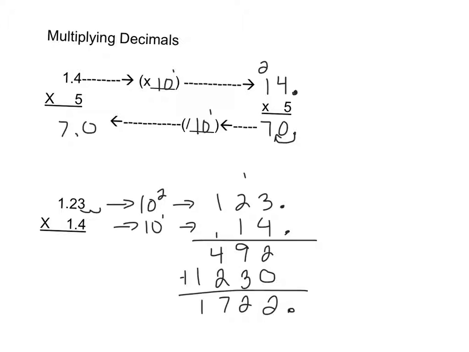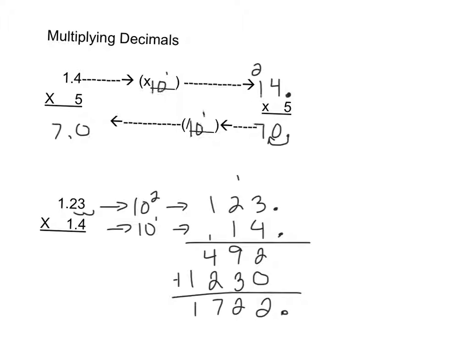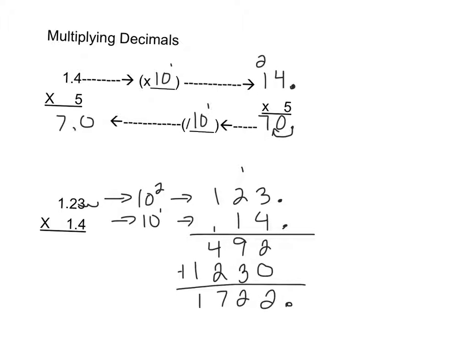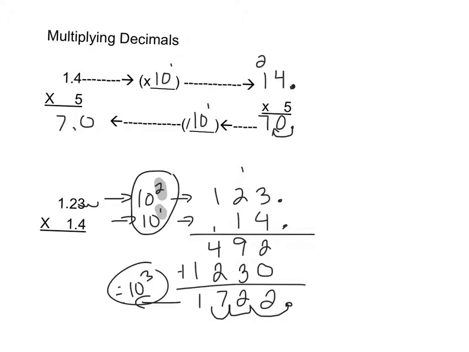So now I have to think about everything I did. Since in total I had multiplied by 10 to the third, because I had a 10 squared here and a 10 to the first here, when I go backwards, I'm going to divide by the total, or 10 to the third. Now you could do it twice, but I like to just make it one step if I can. 10 to the third means I'm going to move my decimal point back 3 spots. So in the end, my answer is 1 and 722 thousandths.